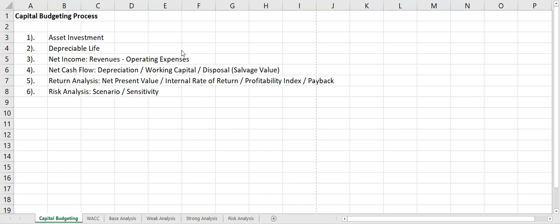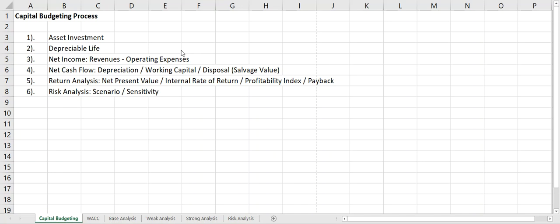From that, we do a return analysis. We concentrate on four in this class: net present value, internal rate of return, profitability index, and payback. That is finalized by the last step: are the numbers of our base analysis worthwhile? Are the numbers we're projecting in this plan legitimate? Do they work within probability statistics? Do they appeal to profitability at different levels of input? We're going to take a look at that risk analysis also.